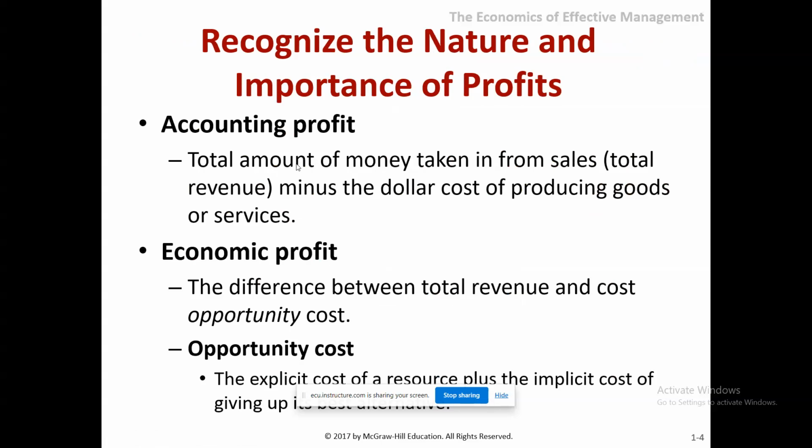Secondly, the manager must be fully aware of the nature and the importance of profits. Please note that in the economic world, we care about the economic profit, not the accounting profit. What is the difference between the two of them? Accounting profit refers to all the monetary value from the sales of services or products, or total revenue, minus all the monetary value of costs for producing the corresponding amount of goods and services.